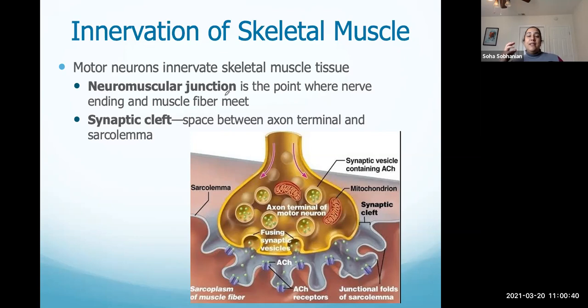The steps that I've described to you, these 11 steps, are really key to your understanding of muscle contraction. You will have questions on this. So please be clear about the steps involved.